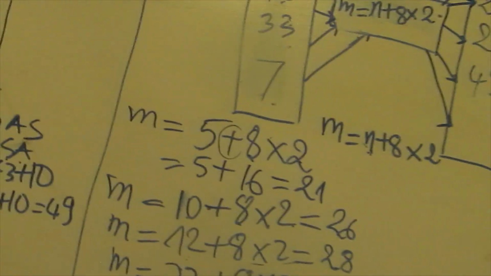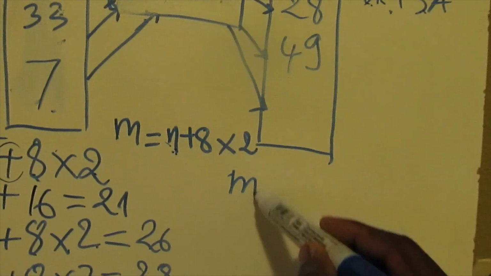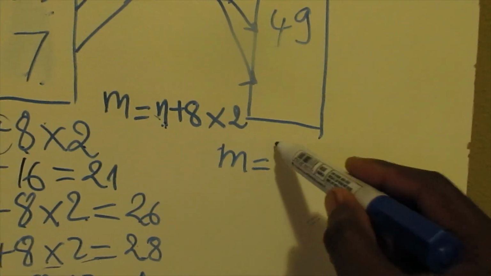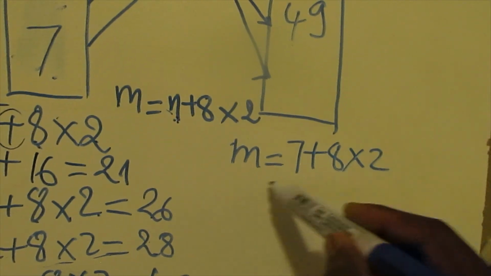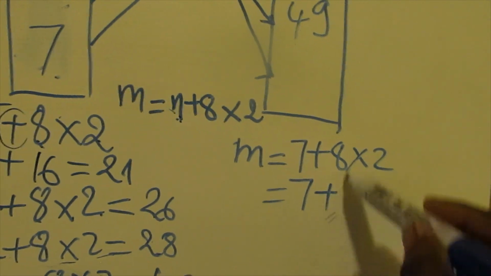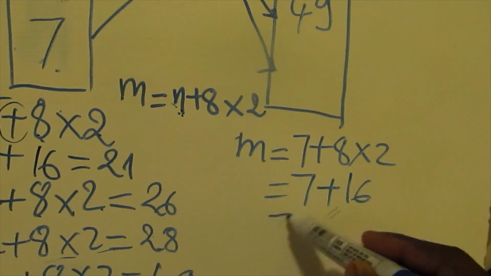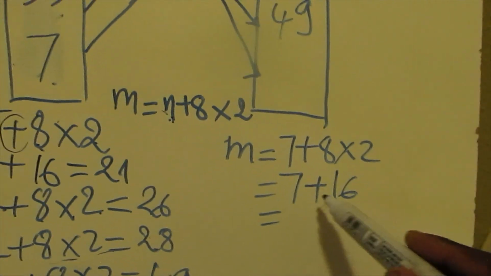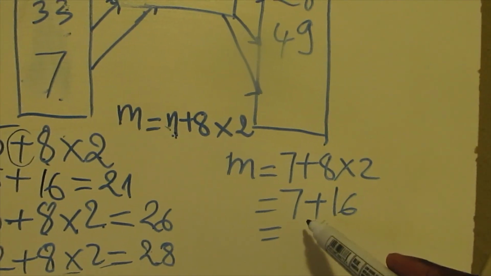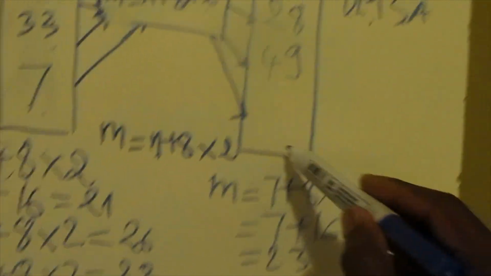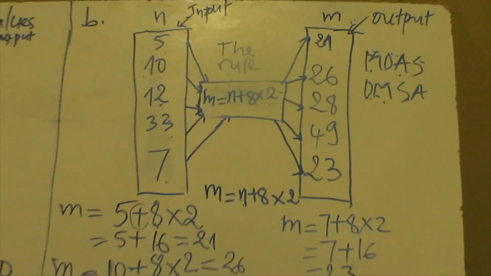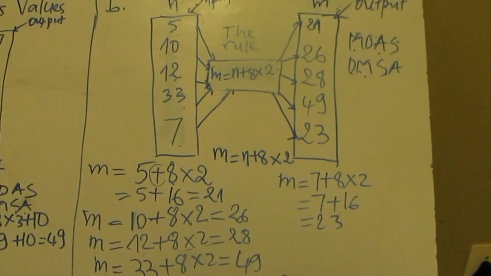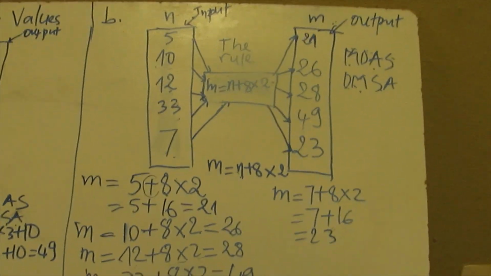Then the last one, M equal to 7 plus 8 times 2. 7 plus 16 equal to 23. This is how you calculate the input and output value.